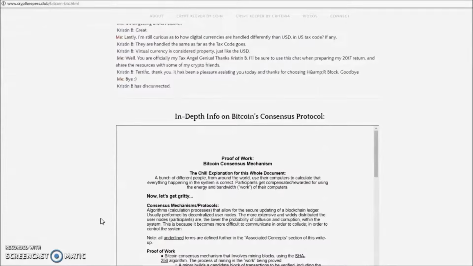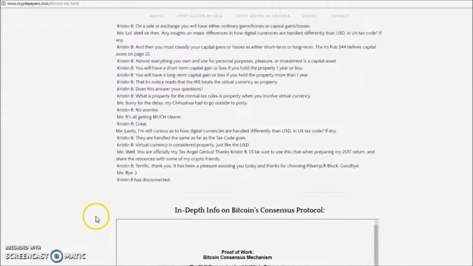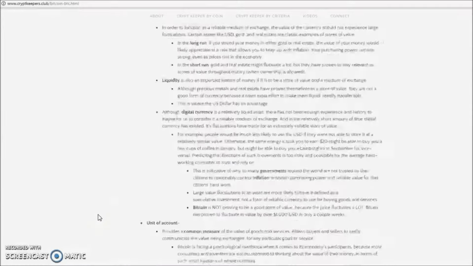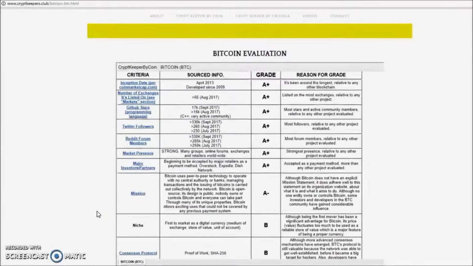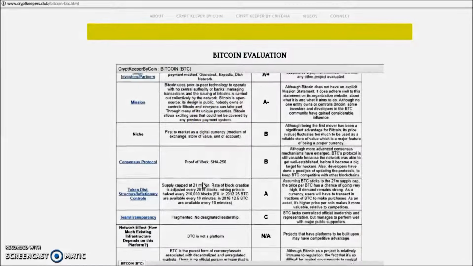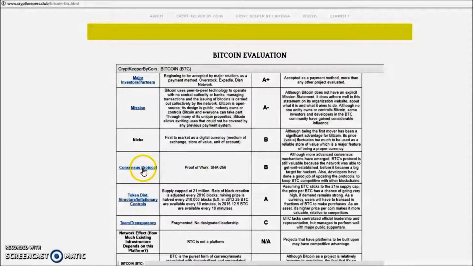Anyways, so in terms of the grade that I gave this, I can also pan to that right now. So you go to where we were at with the consensus protocol document, and you just scroll up, scroll up, scroll up, till you get back to the Bitcoin evaluation section, and boom, there it is: consensus protocol, proof of work, specifically SHA-256, which is discussed further in that document I was referencing.